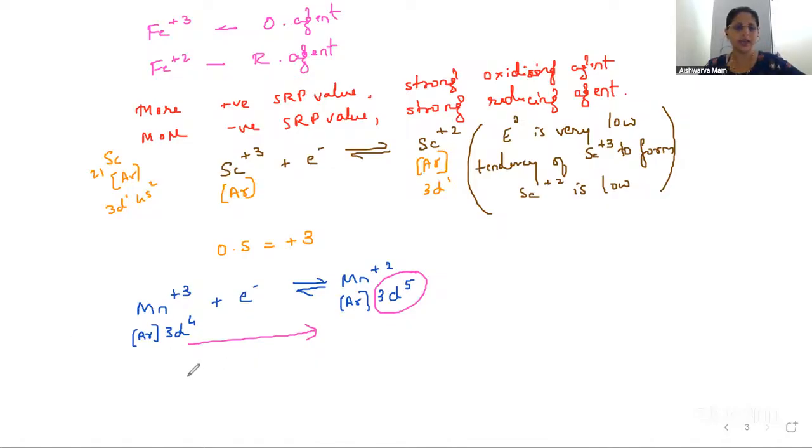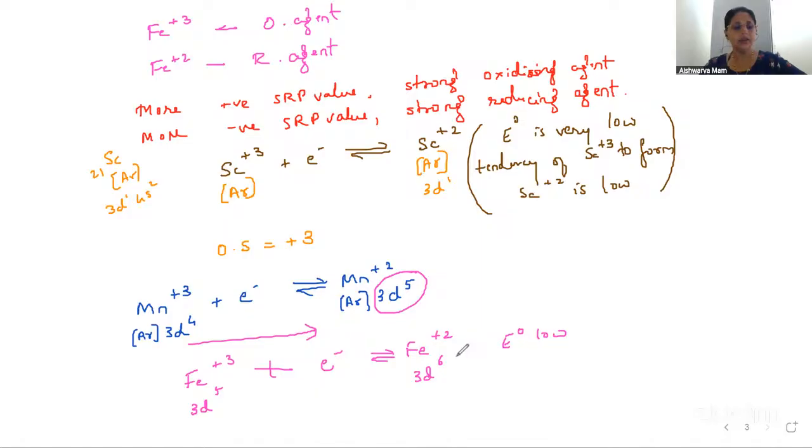Take another example. Fe plus 3 gains one electron and forms Fe plus 2. Here it is Ar 3d5, and here it is becoming 3d6. So the E naught value will be low, because the tendency of Fe plus 3 to become Fe plus 2 is very low due to the stable half-filled configuration.